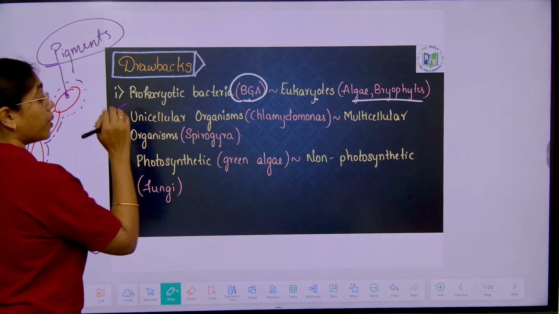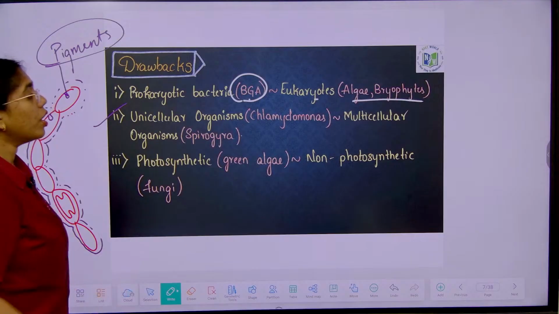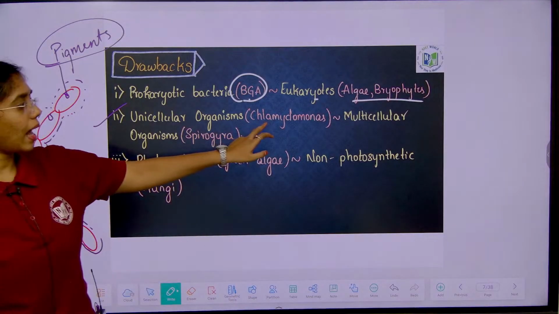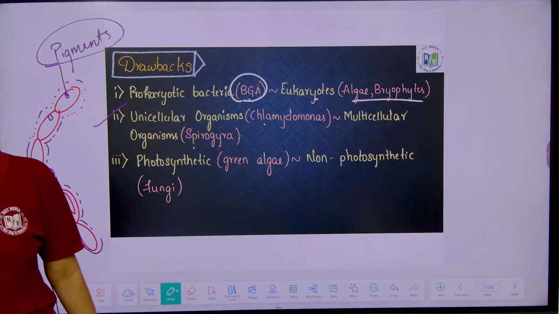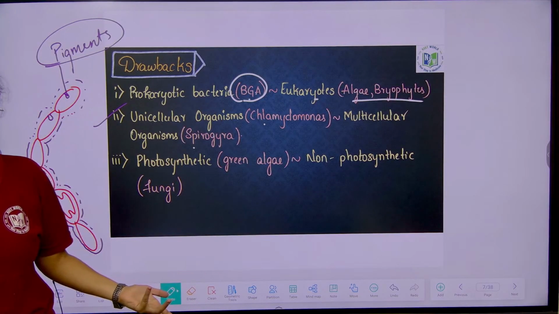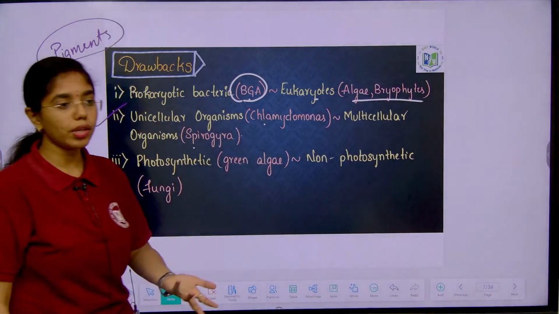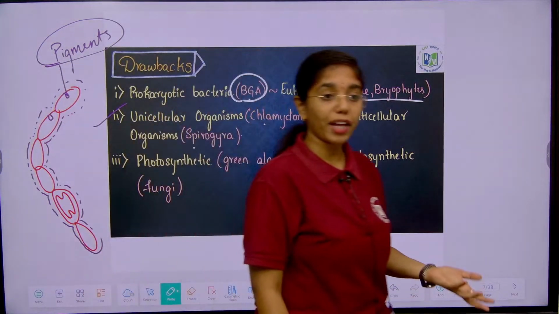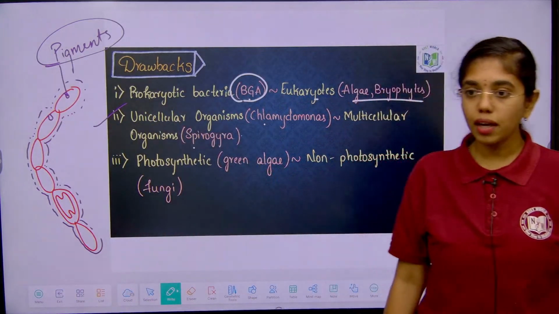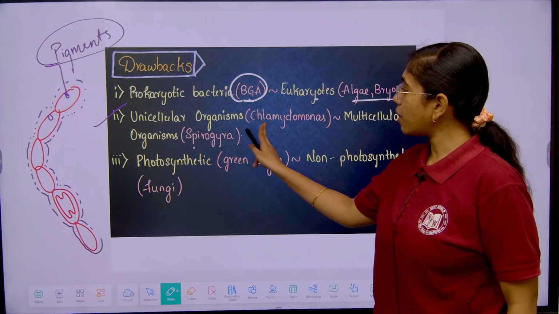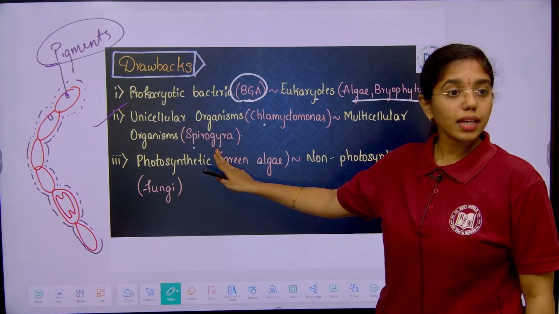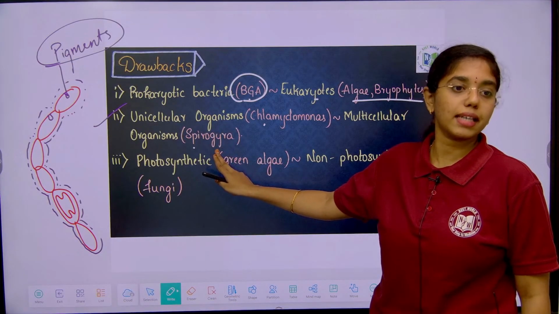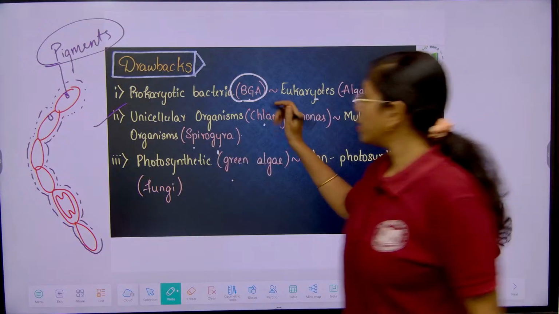Second exception, remember the examples, very important. Unicellular organisms like Chlamydomonas are placed along with multicellular organisms like Spirogyra. Both of them are algae only. You can take a few more unicellular organisms like Spirulina, Chlorella, Chlamydomonas, all these are what? Unicellular organisms. Whereas Spirogyra and Ulothrix are filamentous green algae.